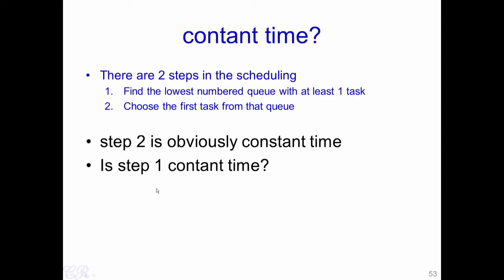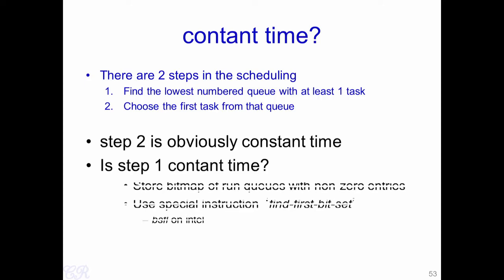Next question is, how is step 1 constant time? Essentially, we know that the scheduler scans through all the priority queues starting from 100 and going up to 139 and chooses the lowest numbered queue which has at least one task. Essentially, it chooses the lowest non-empty queue. So, this does not seem to be constant time. So, how does the scheduler actually implement this so that the time taken to find the lowest non-empty queue is independent of the number of processes?